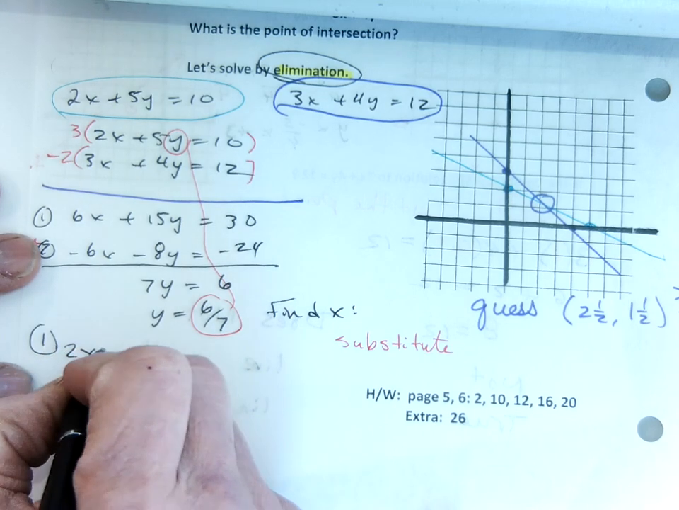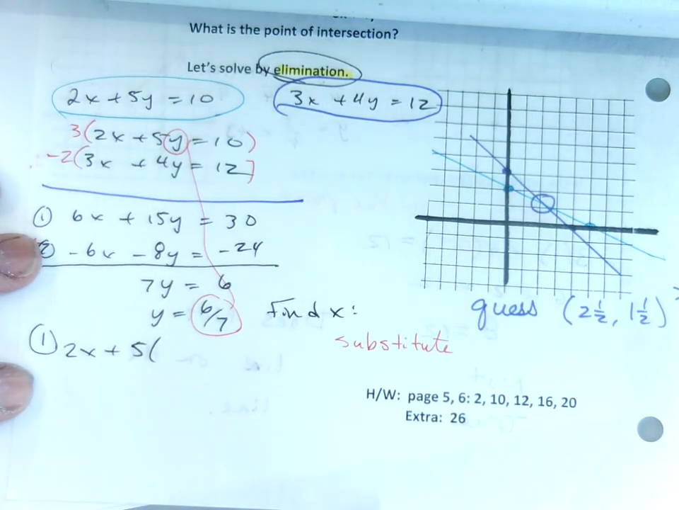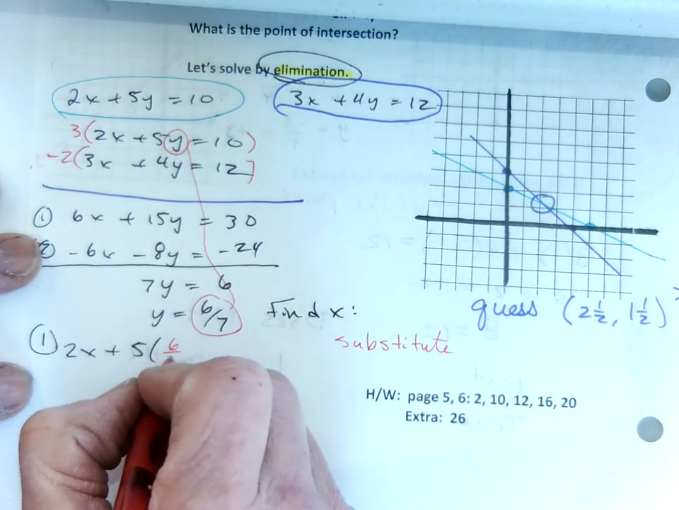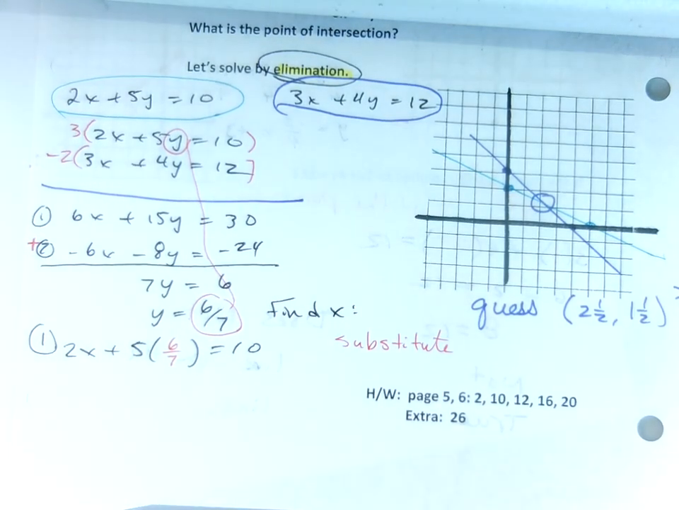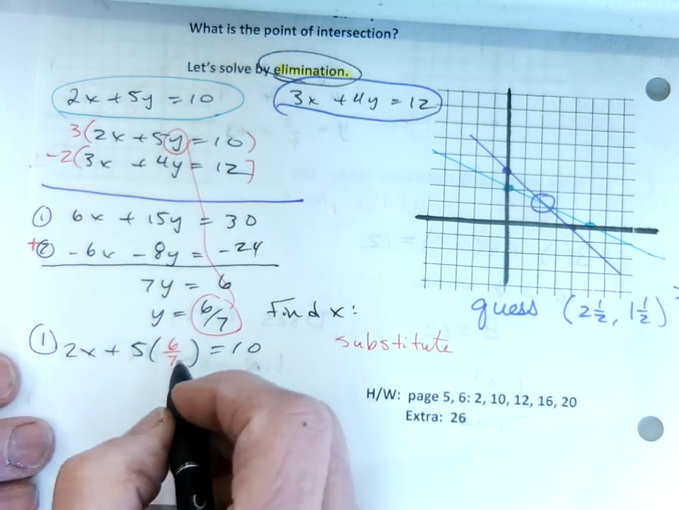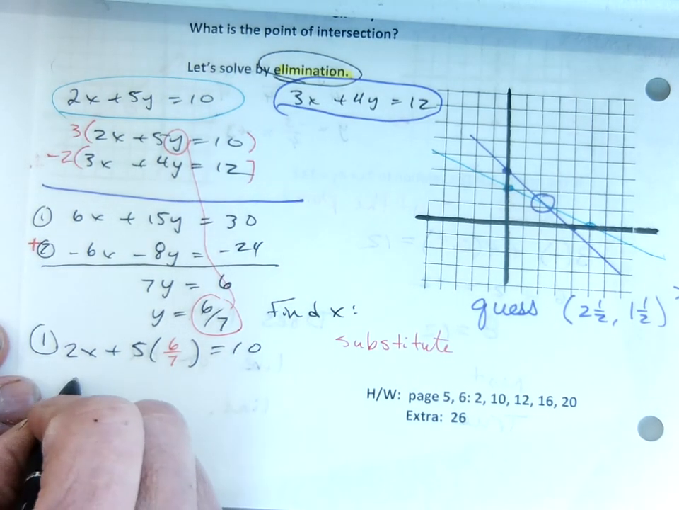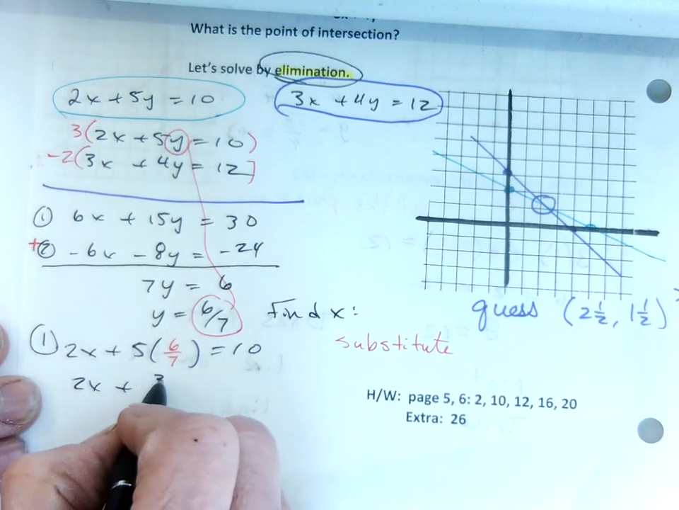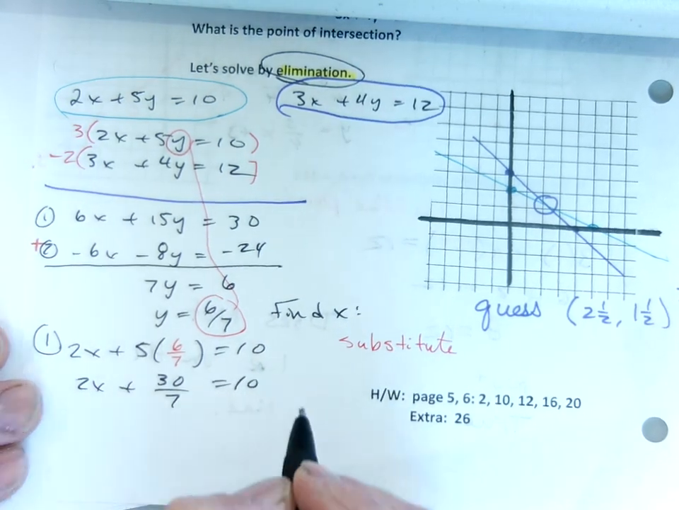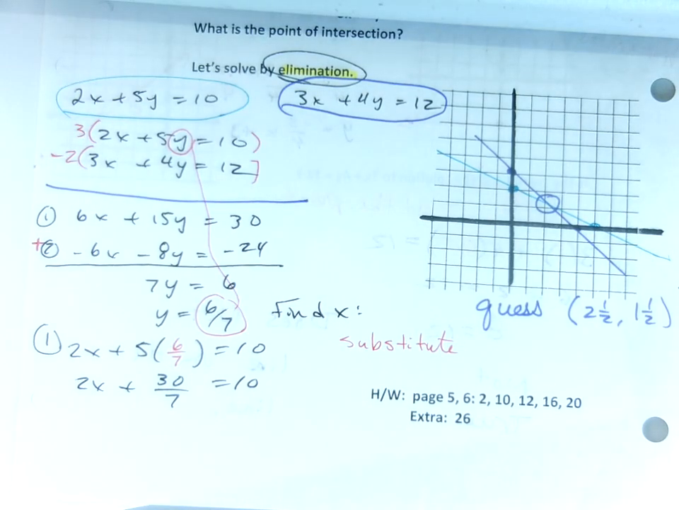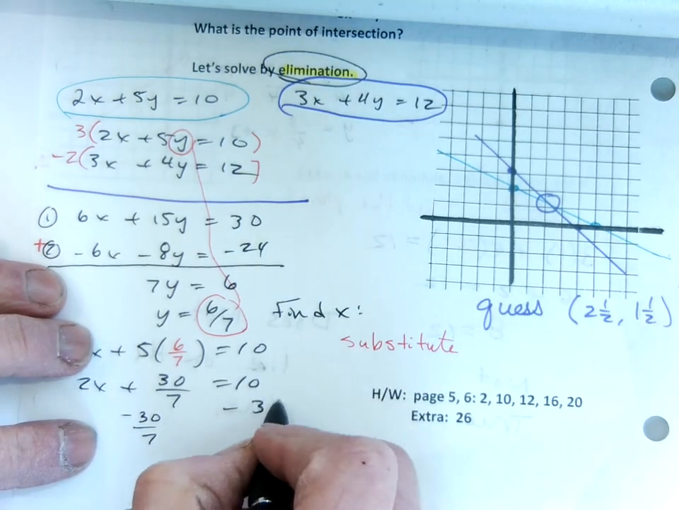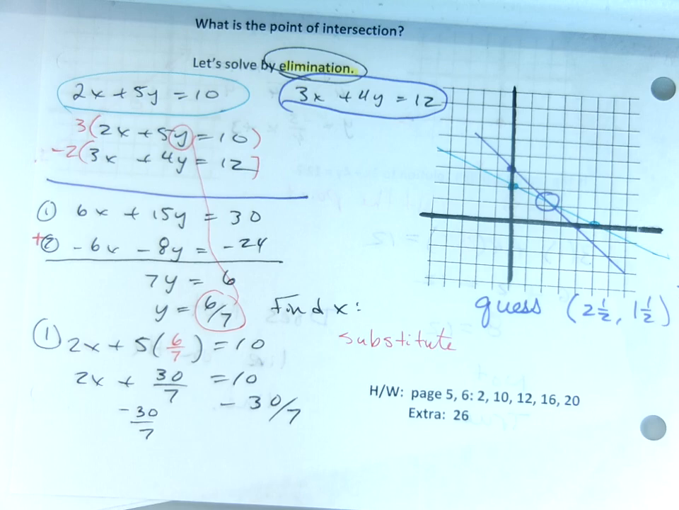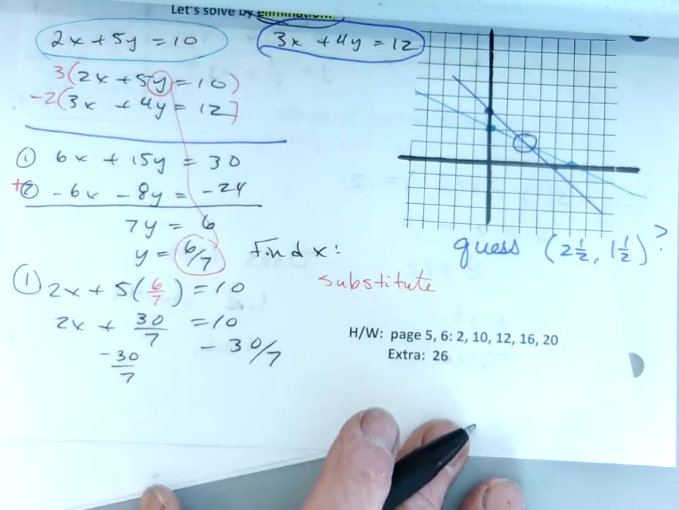And I go 2x plus 5, and instead of writing my y, I'll substitute 6/7. Okay? And now, yeah, I'm going to have to do fractions, but I can handle that. I can live with fractions, okay? So I'm going to simplify this. This is going to be 30/7, okay? I'll subtract 30/7. Now, what is 10 minus 30/7? Well, I'm going to have to do a little bit of math. I've got to go back to middle school math, don't I?